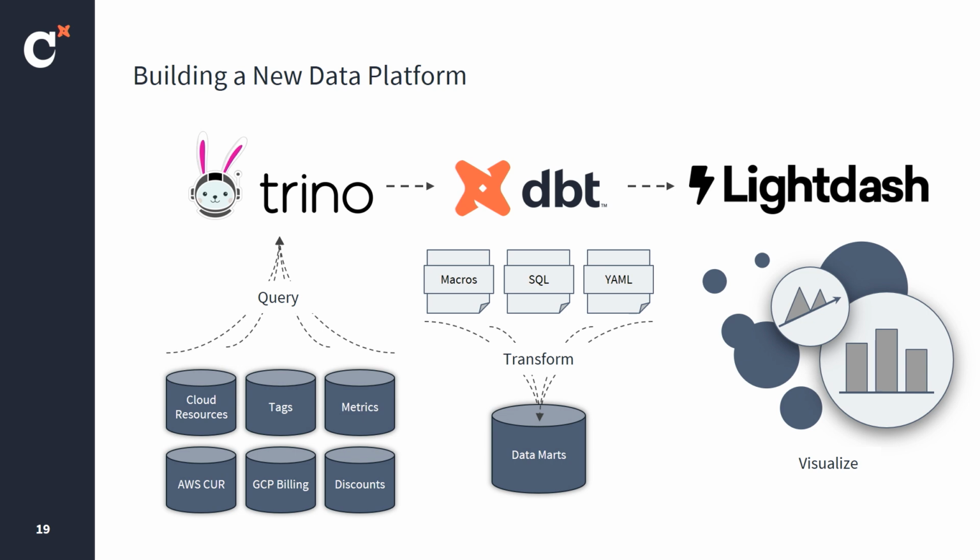And then other information, like we also correlate information from Prometheus, which contains a lot of the performance metrics from applications and cloud environment instances. So we use Trino to connect all these things together.